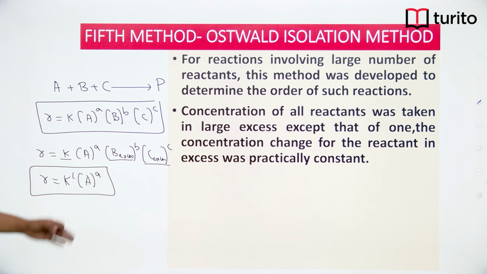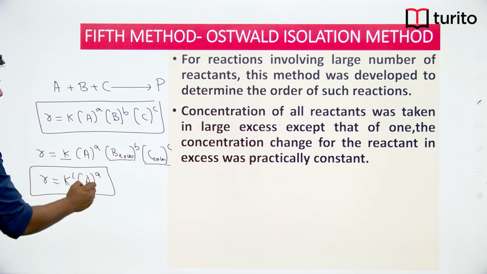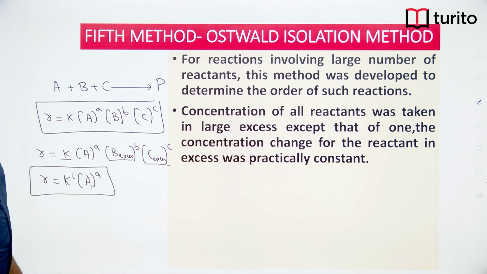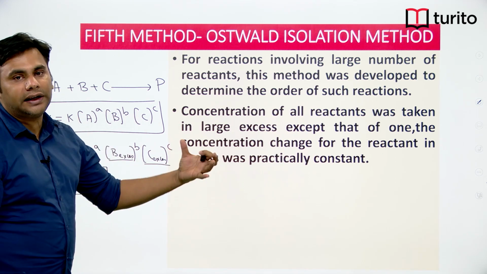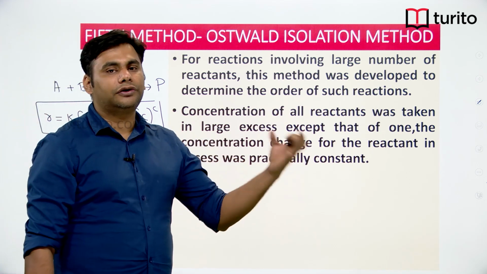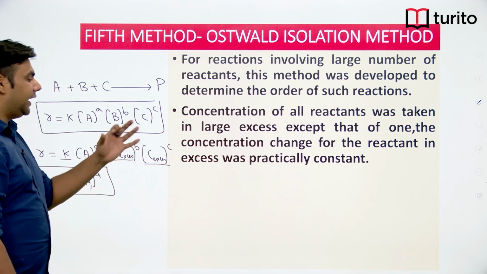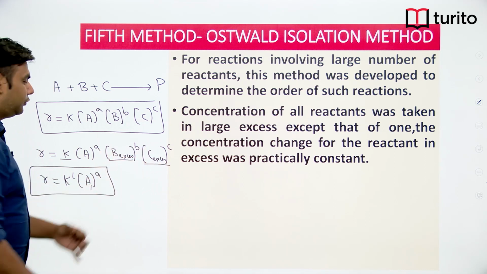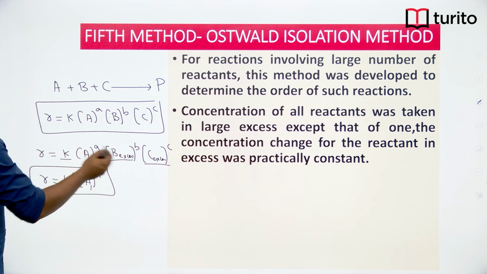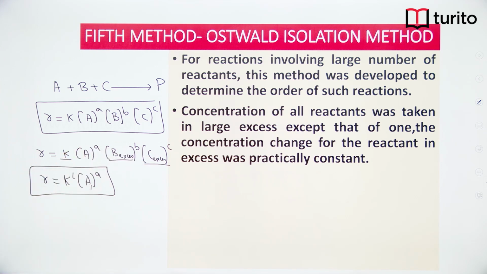Okay. So suppose you are taking A1 as the initial concentration of A and you are taking the other reactants in excess. Whenever you take other reactants in excess, the concentration change is very small for the reactants taken in excess, so they are practically constant. So basically this becomes constant. If you multiply this, this would be the equation.